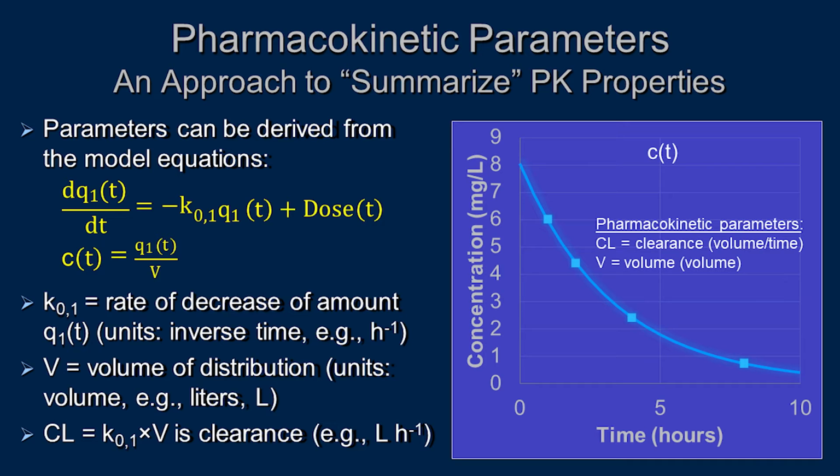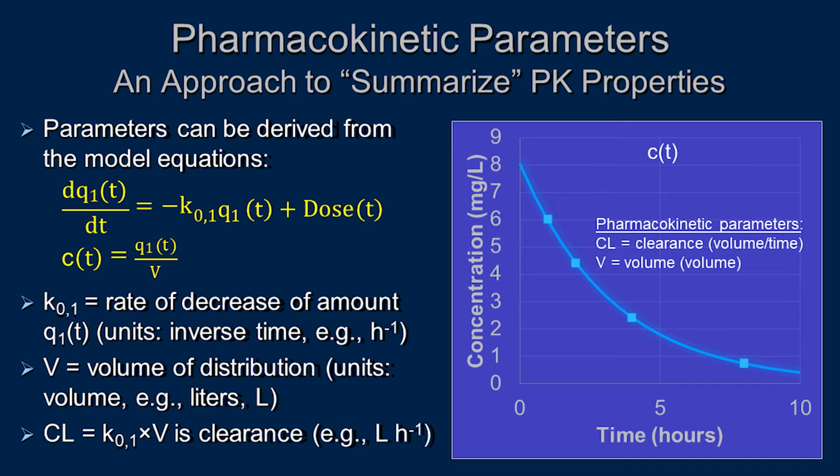Whatever units of measurement you use in your equations, which can be much more complex than this, need to be consistent. While V is intuitive, it can be, for example, liters or milliliters. K01 is inverse time because it's the rate. And clearance, which is a product of K01 and V, is liters per hour, or volume per unit time. So, the volume of the drug cleared in the unit time.